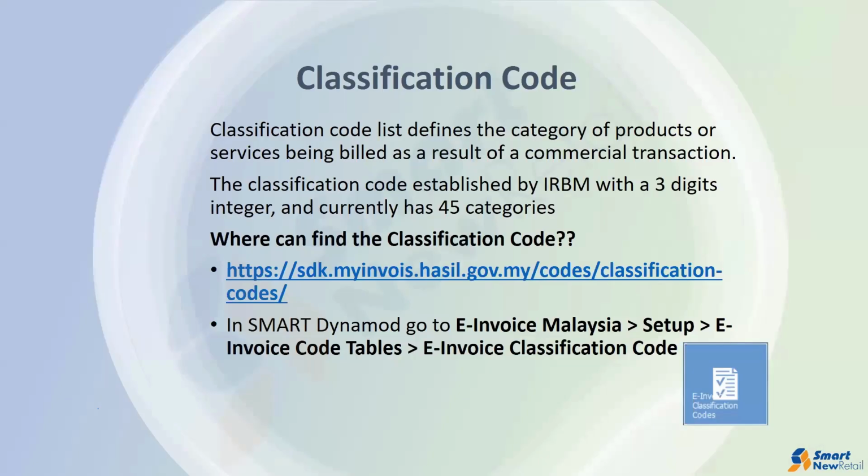So what is classification code? This code is actually to define the category of product or services being billed for commercial transaction. It is a three-digit code, and currently we have 45 categories by HDN. So you can find it from this link from MyInvoice or from our system, you can go to E-Invoice Malaysia, setup, E-Invoice code table, E-Invoice classification code.